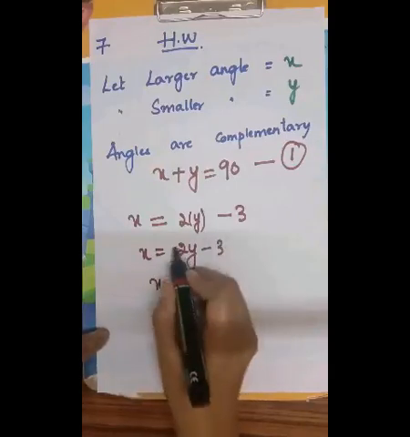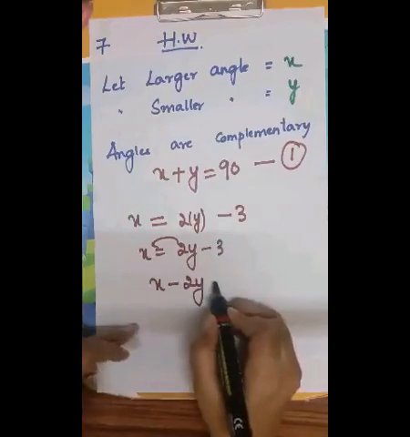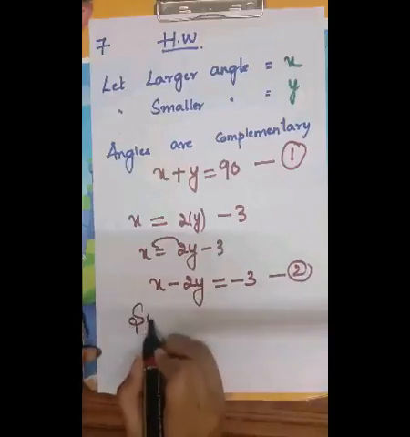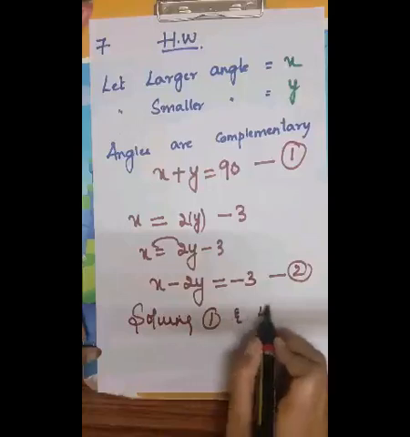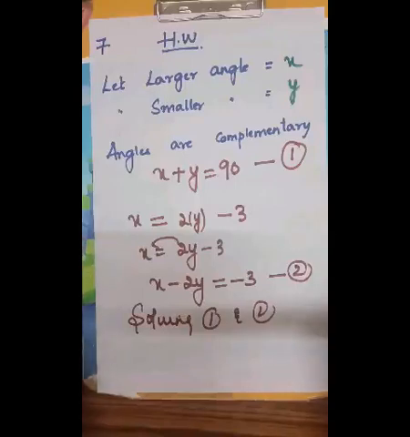So x minus 2y is equal to minus 3, since plus on this side becomes minus on the other side. Equation 2. So your homework is you are going to solve equation 1 and equation 2 and get the value of x and y. Is it clear? Now I am going to start the 8th problem.